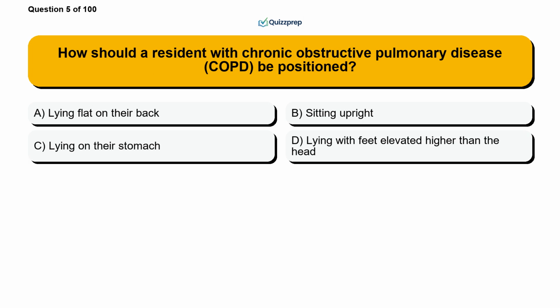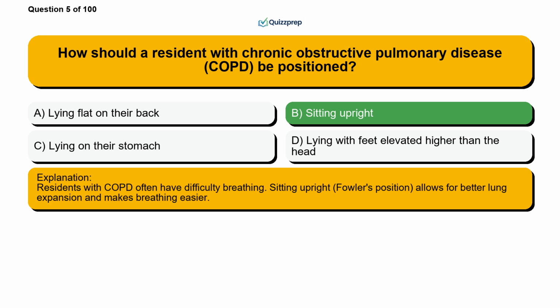Question 5. How should a resident with chronic obstructive pulmonary disease, COPD, be positioned? Option A, lying flat on their back. Option B, sitting upright. Option C, lying on their stomach. Option D, lying with feet elevated higher than the head. The correct answer is option B, sitting upright. Residents with COPD often have difficulty breathing. Sitting upright, Fowler's position, allows for better lung expansion and makes breathing easier.